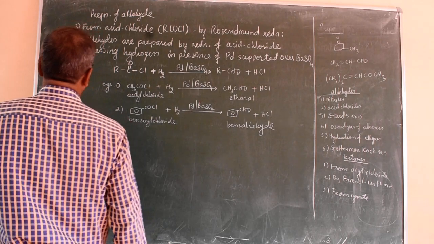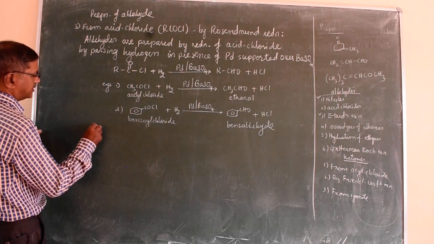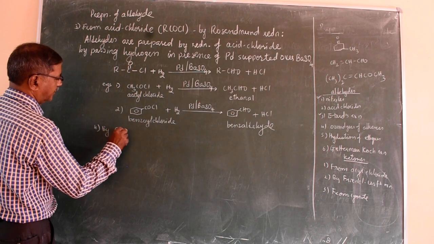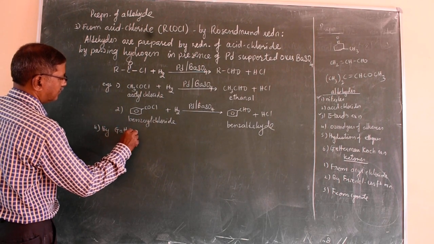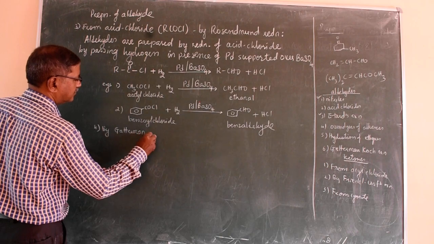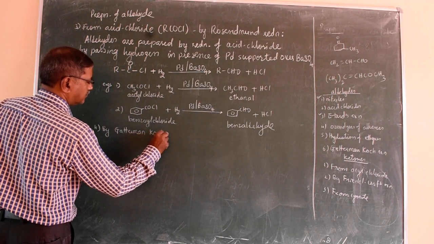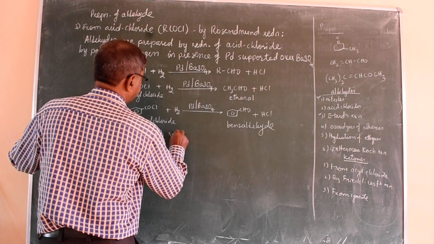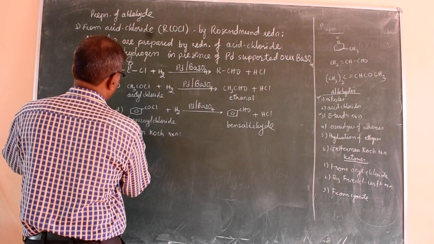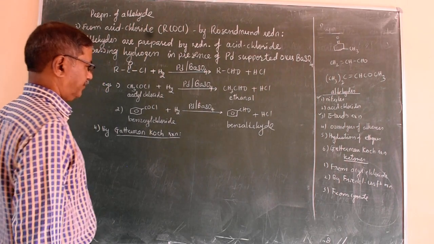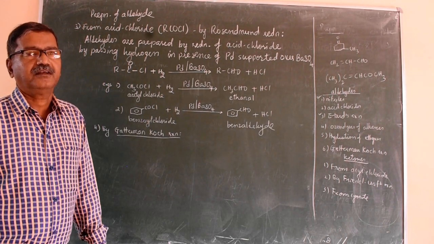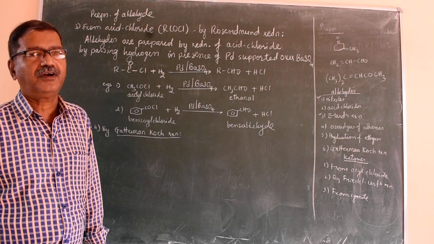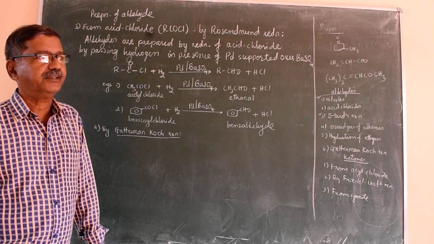Well, afterwards we have one more method. That method is called Gattermann-Koch reaction. Here also you are getting benzaldehyde. So it is the special method for benzaldehyde. You are not getting other aldehydes by this method.